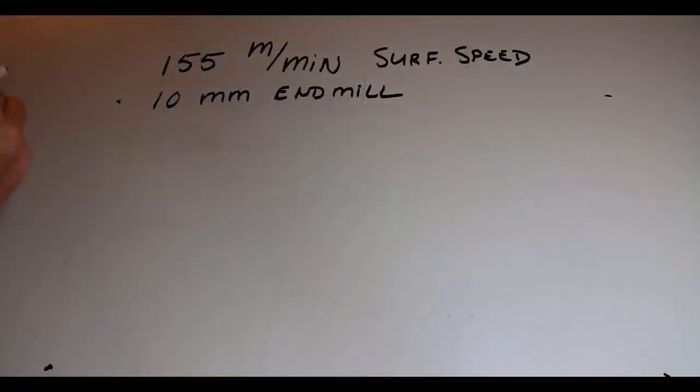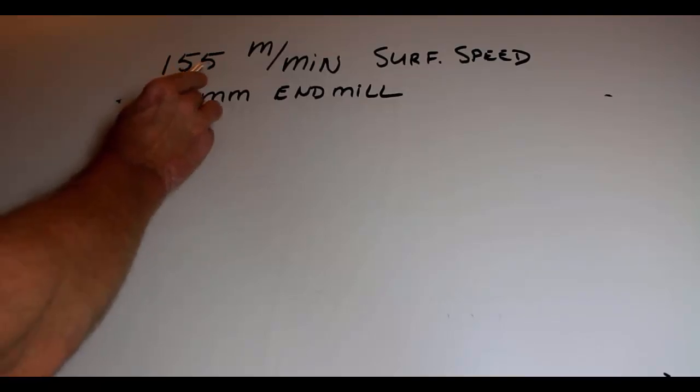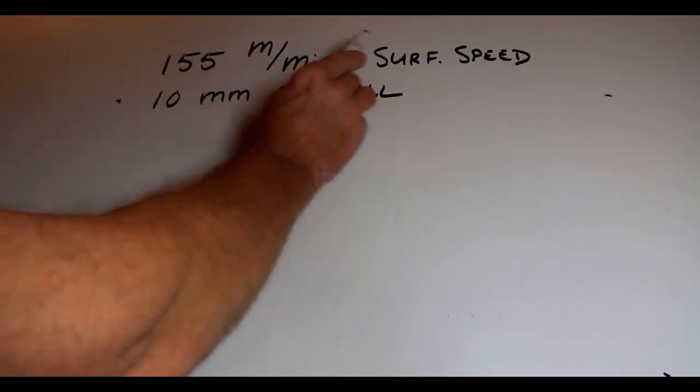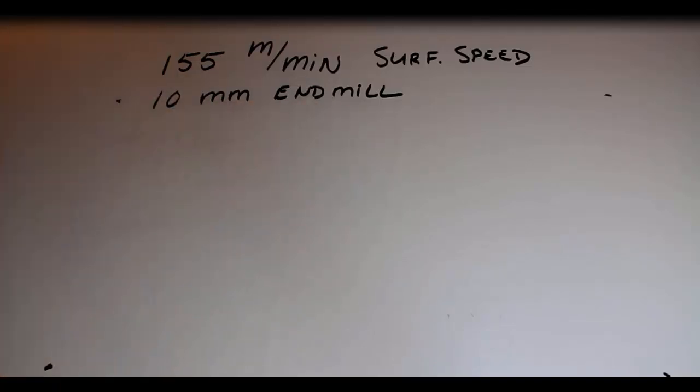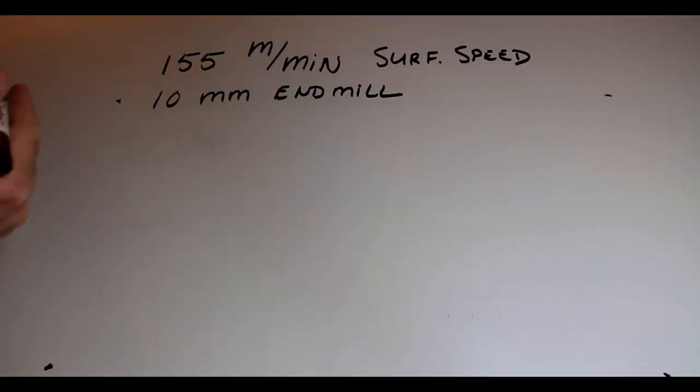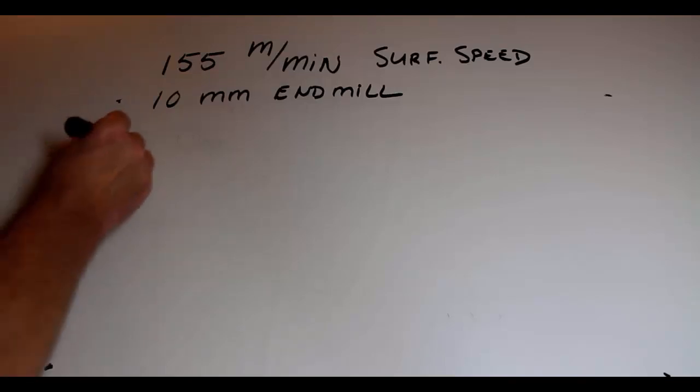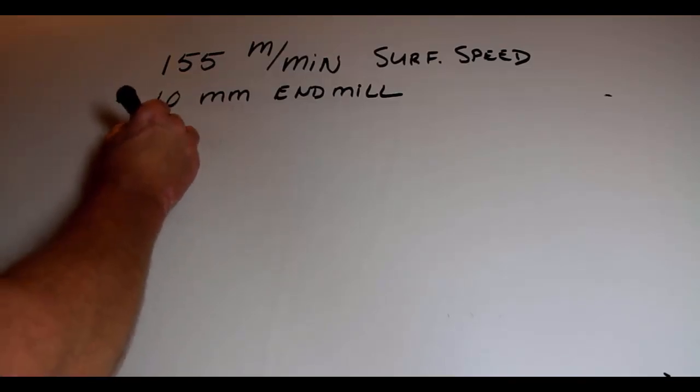Let's get started. For this example we're going to be using 155 meters per minute for the surface speed and then a 10 millimeter end mill for the calculation. The tool supplier is going to give you a formula to figure out how fast to run this, and it's going to look something like this.